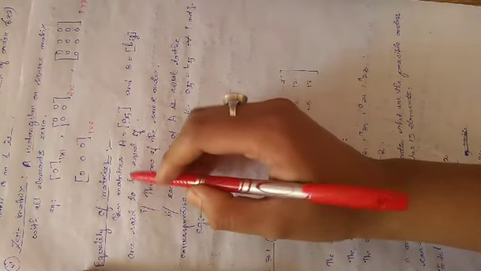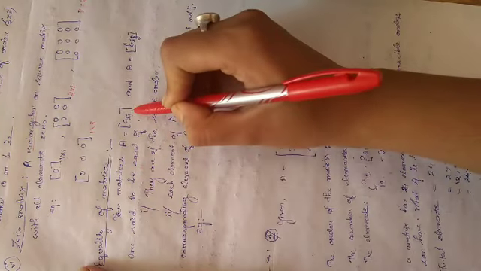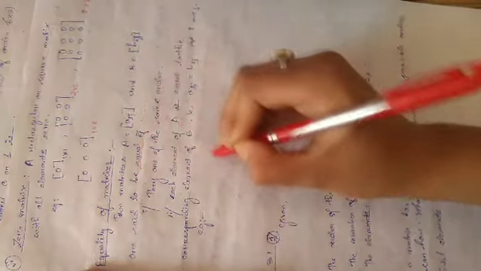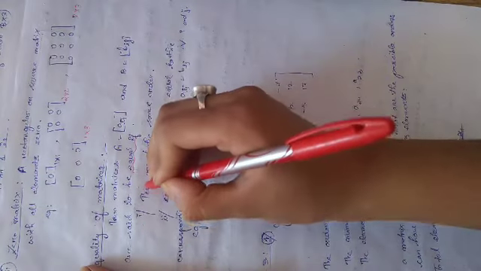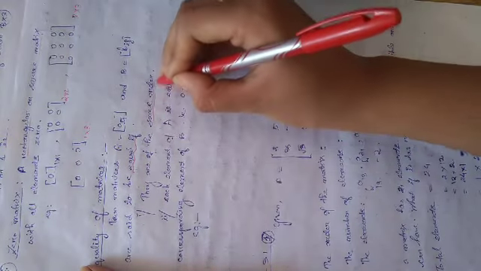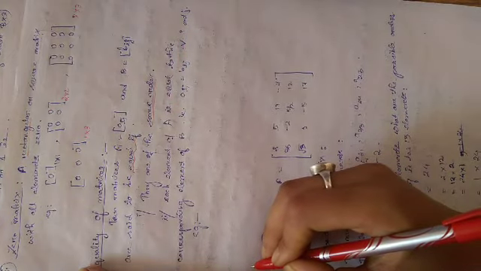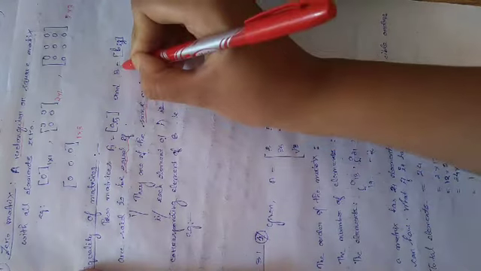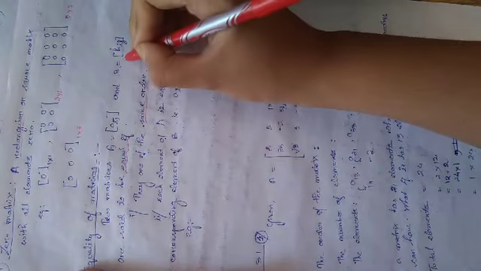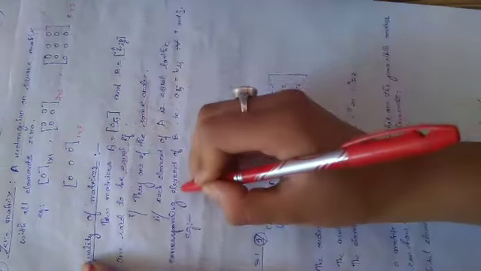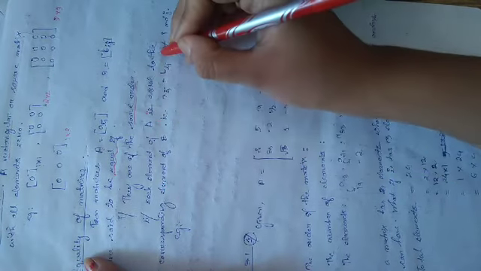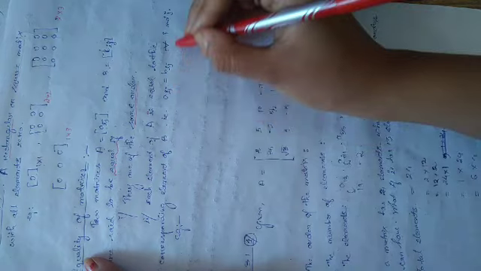Equality of matrices. Two matrices are said to be equal when? First and foremost condition, they must have the same order. Order must be the same. If this is 2 cross 2, this also must be 2 cross 2. If this is 2 cross 3, this also must be 2 cross 3. Then each element of A is equal to the corresponding element of B.